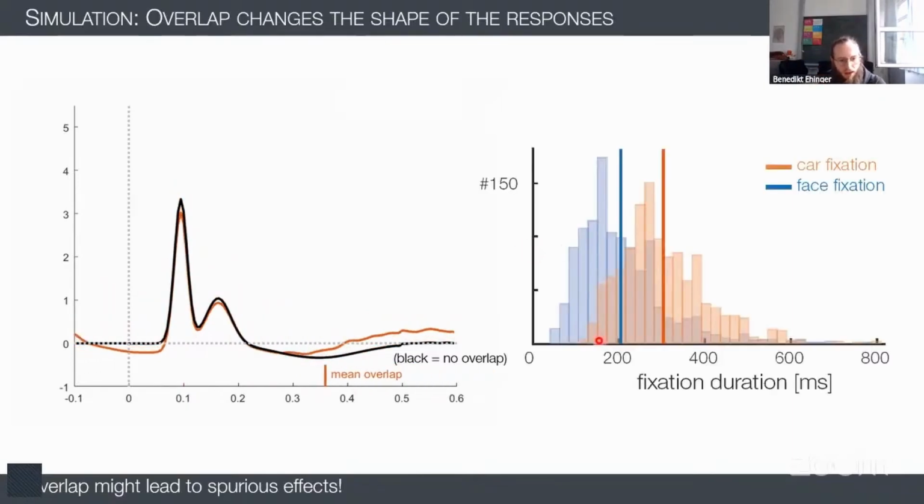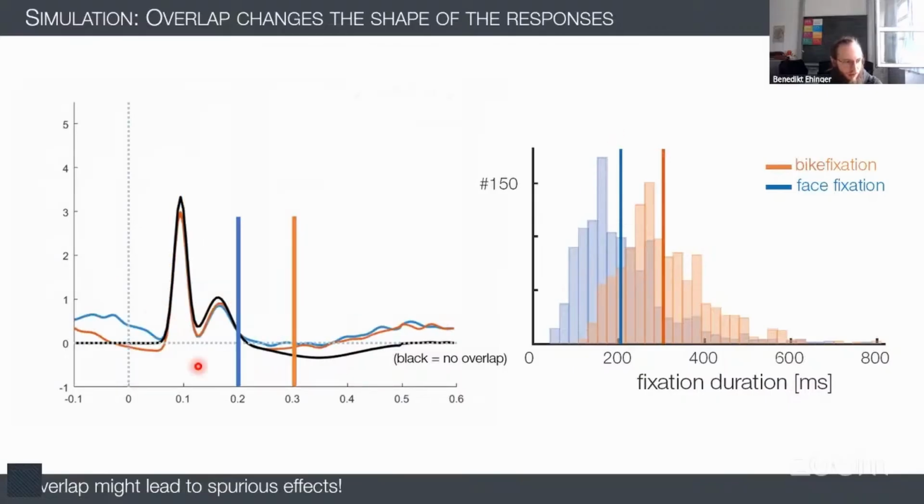So now imagine this is your fixation duration or your reaction time, doesn't matter. You have these two conditions and you have a difference between these two. What that means is that you're basically sampling this orange line at two different places, something like this, right? So you have this difference of overlap distributions. And then the overlap artifact starts to creep in, because for the bike fixations there are fewer other fixations back here than for the face fixations, which are closer by. So you have a systematic difference in overlap.